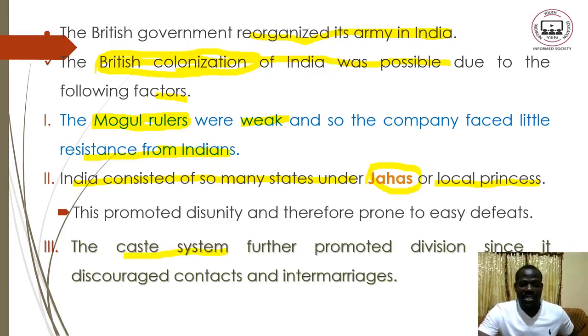The caste system also promoted divisions, because there are no contacts and no intermarriages between the classes. An untouchable cannot marry a Rajput like that. So there were no contacts, no intermarriages, which means that there were divisions already. With those divisions, it was easy for the British to penetrate and control the Indians or colonize India.